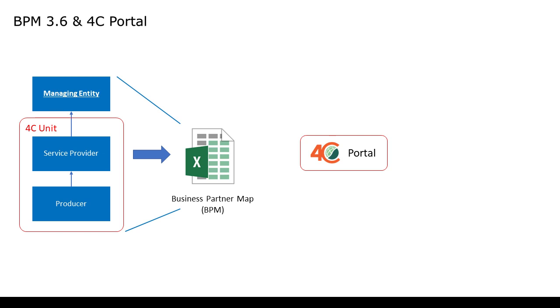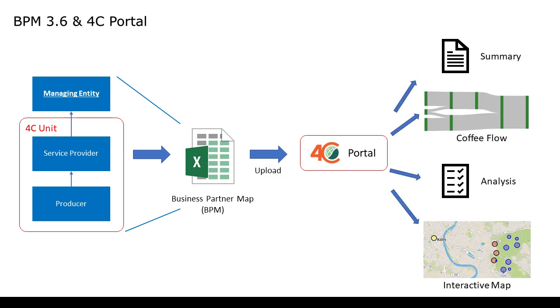The BPM, in form of an Excel sheet, serves only as a tool for data collection. The 4C portal takes the Excel file as an input and presents the user with a summary, coffee flow diagrams, some automatic analysis, and a map based on the geographic coordinates. Experienced 4C system users will notice that the summary section of previous BPM template versions seems to be gone, but it has only been shifted to the portal page.